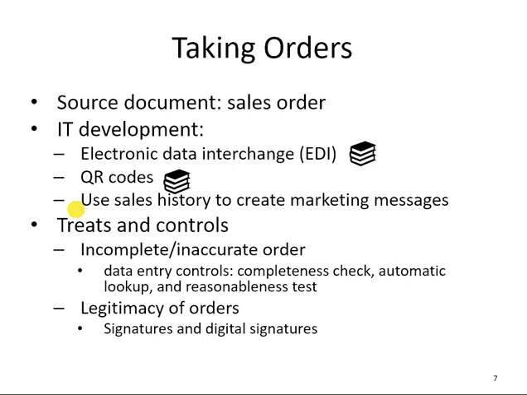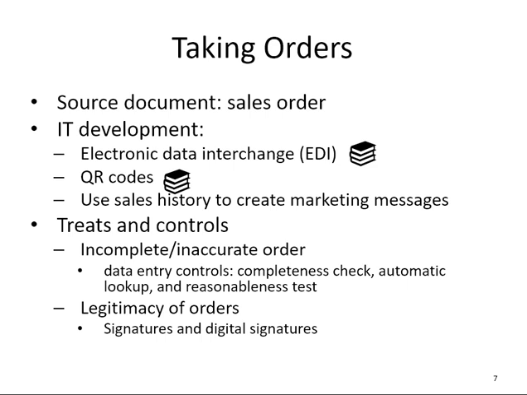All right, so let's talk about the threats and controls in this process. The first threat is an incomplete or inaccurate order. For example, the customer forgot to select the size of the clothes or the color of the product, something like that.